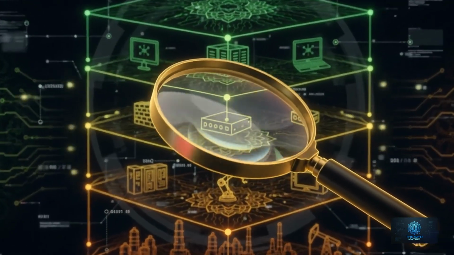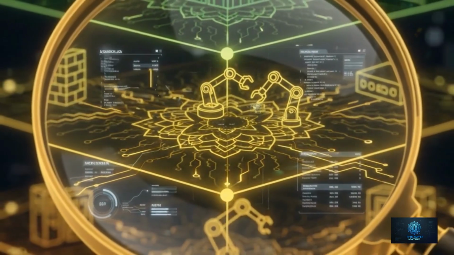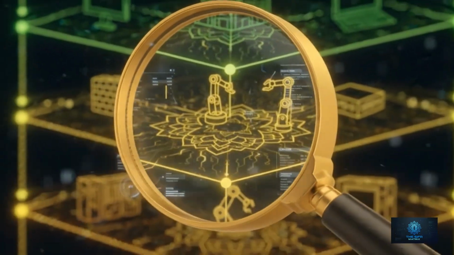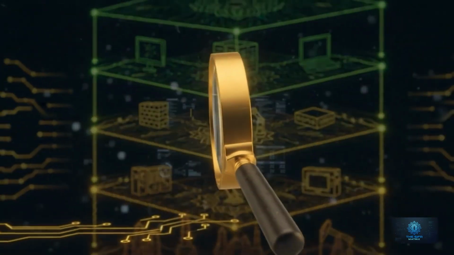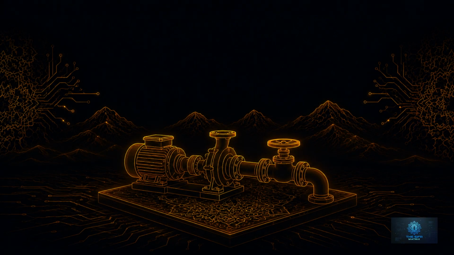In our first episode, we introduced this at a high level. Today, we're going layer by layer, and more importantly, we're looking at exactly where and why that separation tends to collapse in real facilities. Let's break down each level properly.